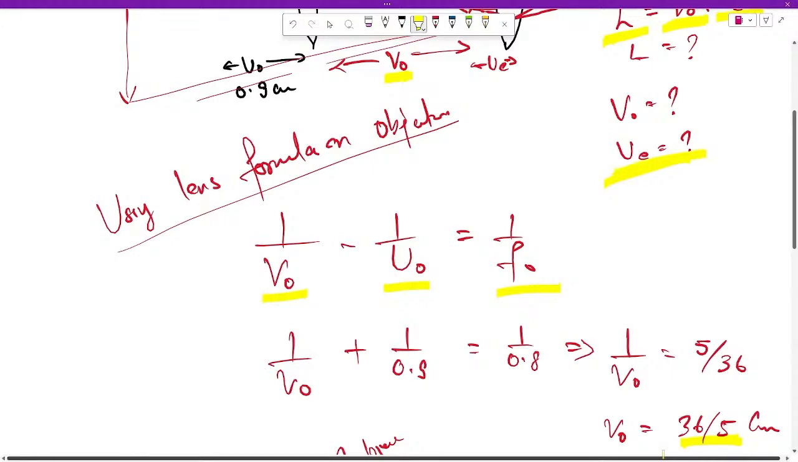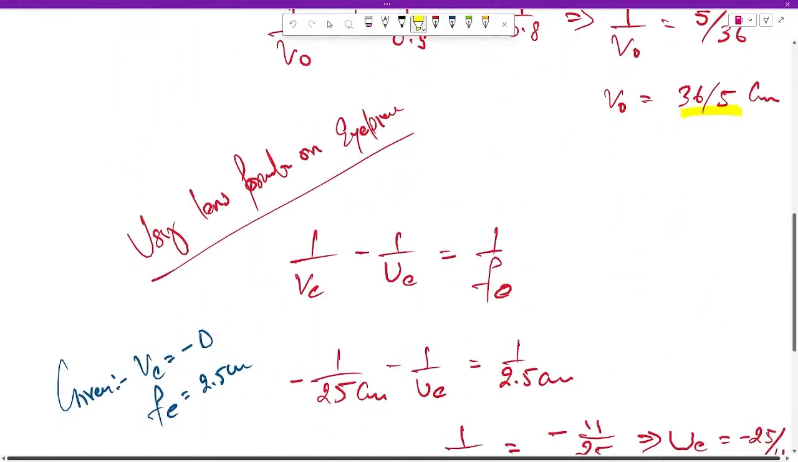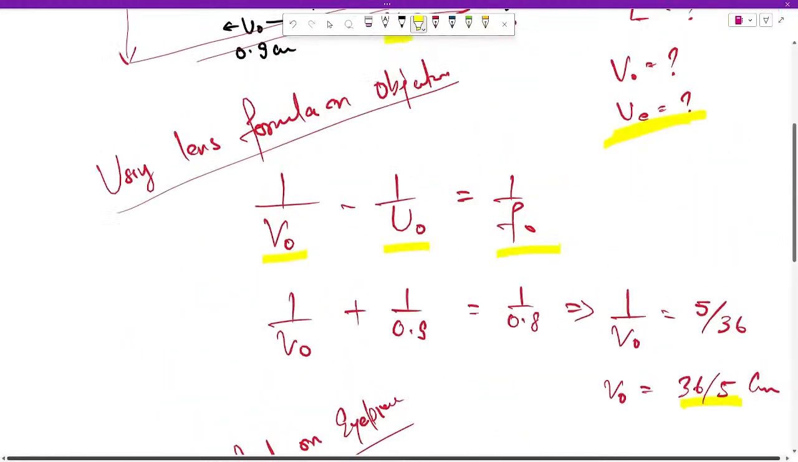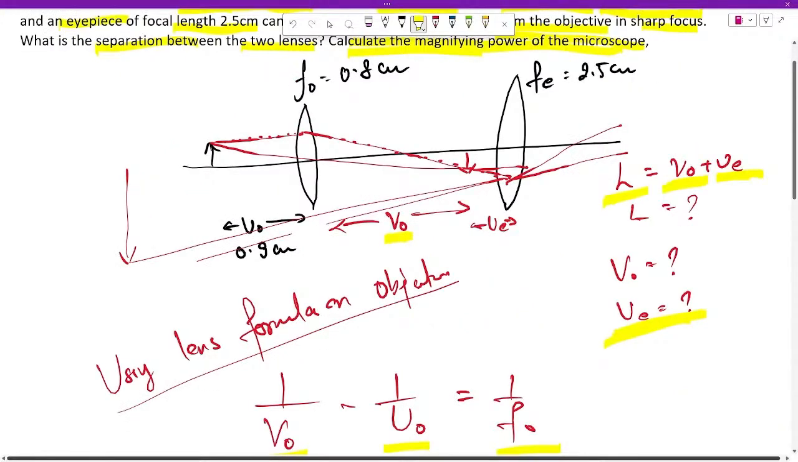Now what is left is calculation of UE, that is the object distance between the eyepiece and the image formed by the objective. So using the lens formula again on the eyepiece, we know the value of VE, that is the image must form at the least distance of distinct vision, that is 25 centimeter in front of the eyepiece, and we have been given the focal length of the eyepiece, that is 2.5 centimeter. So we only need to find UE. Upon calculation, we will get UE equal to minus 25 by 11. Now the length, as we saw earlier, would be composed of V0 plus UE, the magnitude of these two values.